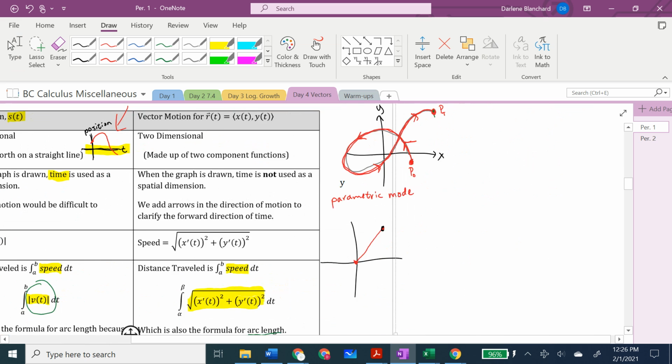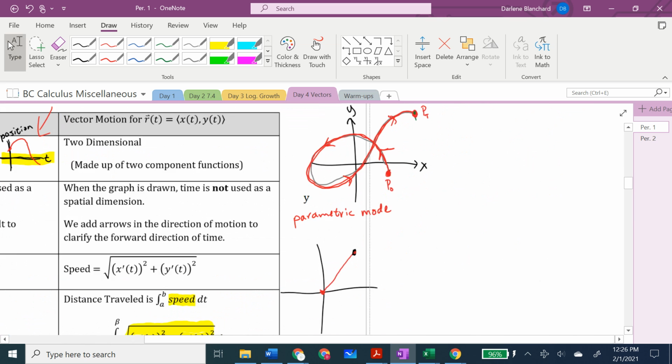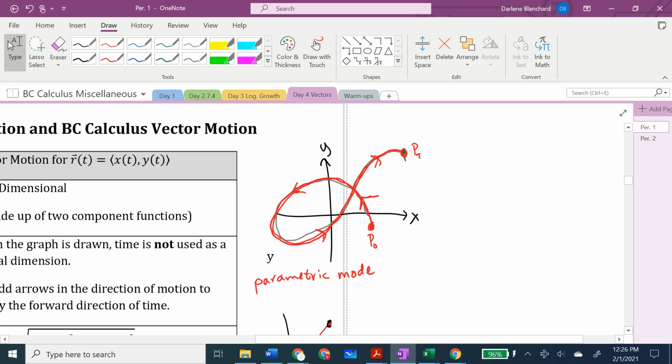And then let me point out to you the difference between distance traveled and displacement in our two-dimensional system. Distance traveled is the arc length from your initial point to your terminal point. Displacement is just looking at a straight line shot from initial to terminal. That is my position vector. Or I should say, that is my displacement vector.